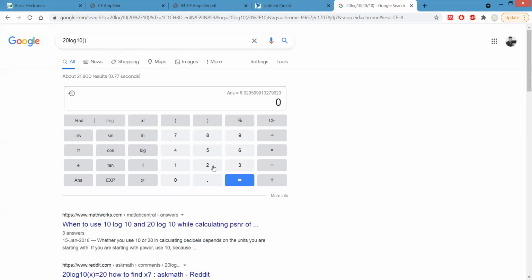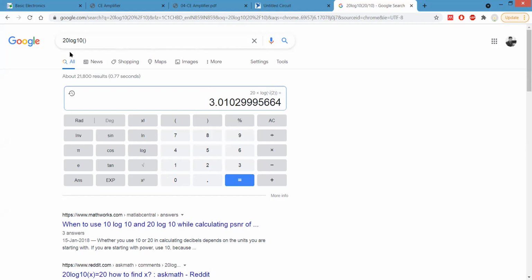So basically we have to do 20 log of square root of 2. I hope it is clear to you why we are doing square root of 2. Then you can say that it is almost 3.